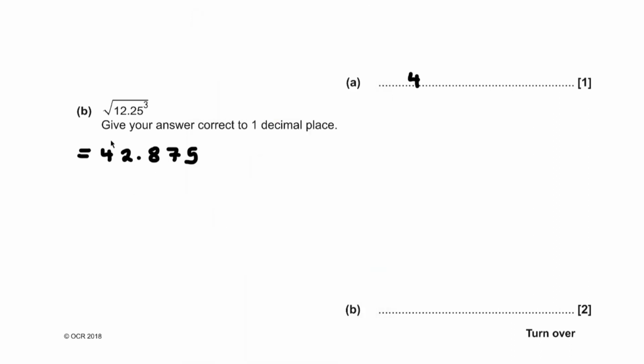So if I was to write this to one decimal place, we end up with 42.9. So we have 42.9. And this is to one decimal place.